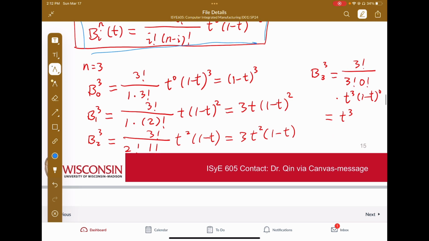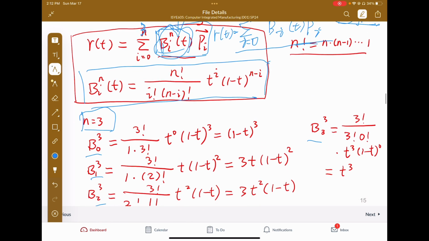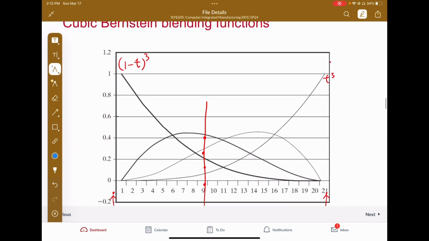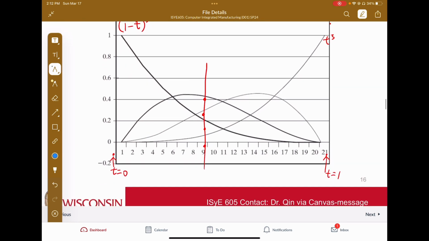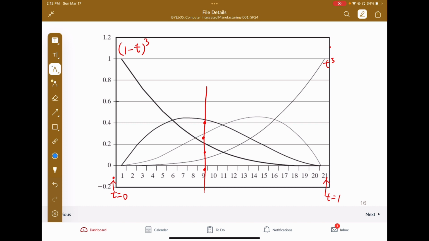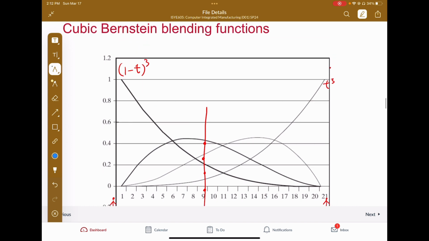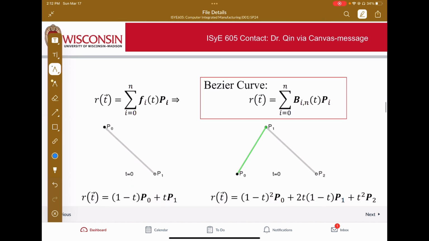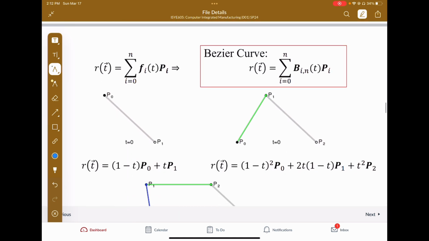So in the cubic, where n is 3, we have 4 blending functions. So this is the expression for the 4 blending functions. When we plot it, it looks like this. This is how the blending functions look when we plot them. So this is all for the Bezier curve.